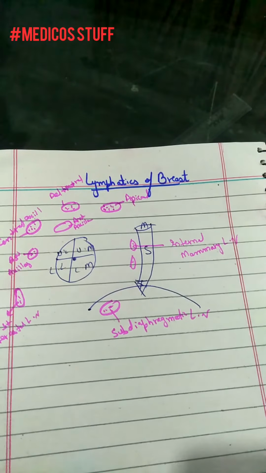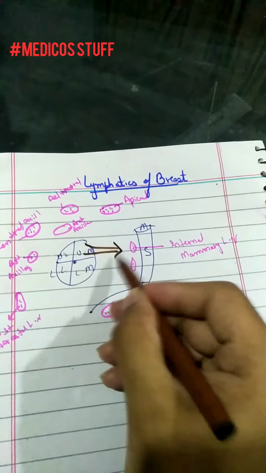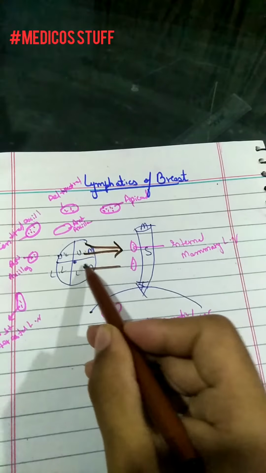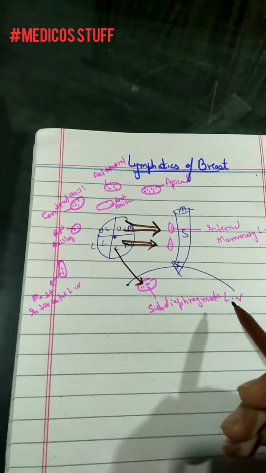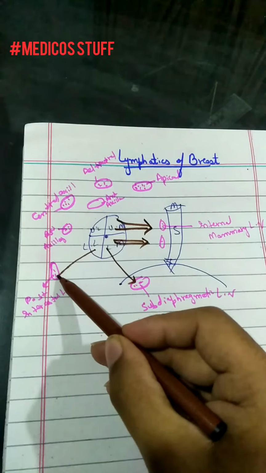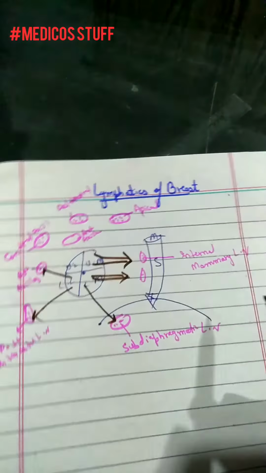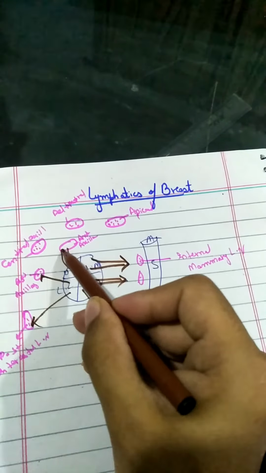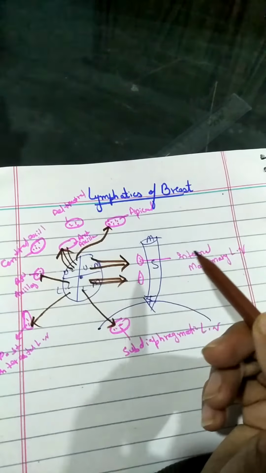Now the lymph from the upper medial quadrant drains into the internal mammary lymph nodes. From the lower medial quadrant, it drains into the internal mammary lymph nodes, and also some into the sub-diaphragmatic lymph nodes. From the lower lateral quadrant, the lymph drains into the posterior intercostal lymph nodes and some of it into the posterior axillary lymph nodes. From the upper lateral quadrant, the lymph drains into the anterior axillary lymph nodes and some into the apical group of lymph nodes.